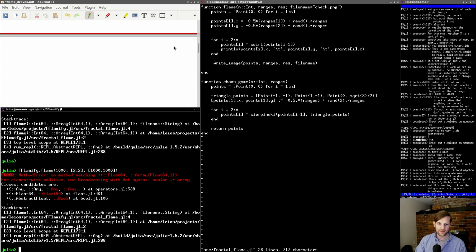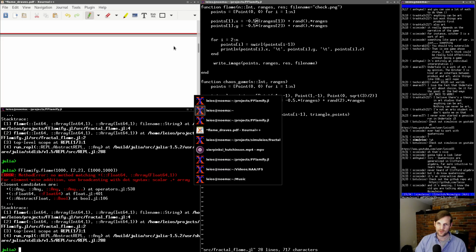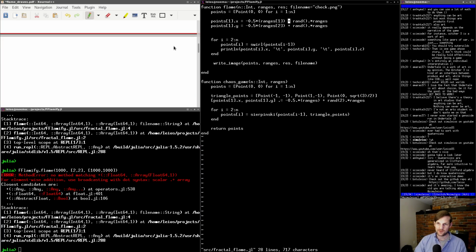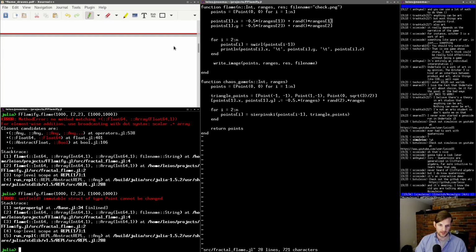Okay, no method matching plus. Float64, an array of Float64. Why do we have an array of Float64? Is that because we have a dot times ranges in here? It should be range, I see, ranges of 2 and ranges of 1. There we go, perfect. Immutable struct type Point cannot be changed. Okay, I see the problem.